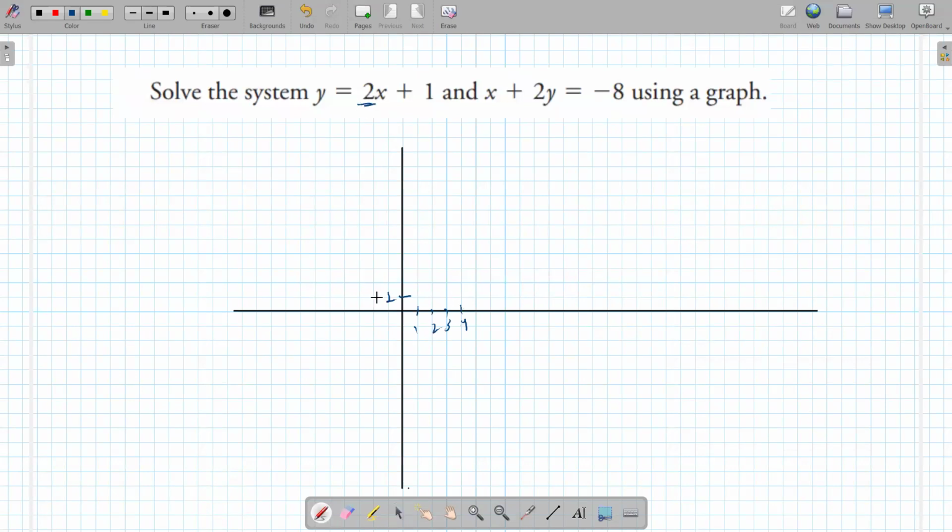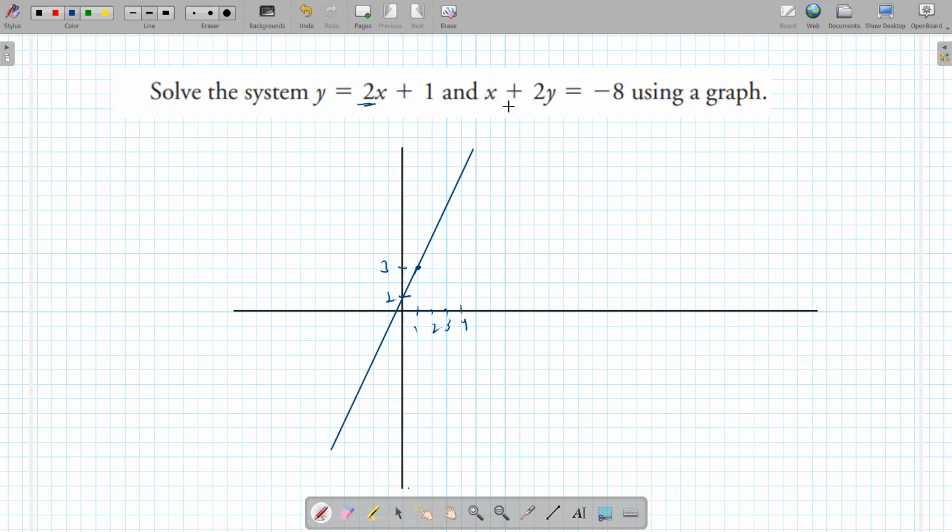The slope is 2, right? You go up by 2, and then you go across by 1 right there. So that's going to be the second point. Well, you can do this easily if you're in the right form, if you're in the y equals mx plus b form. The second equation that we have, x plus 2y equals -8.